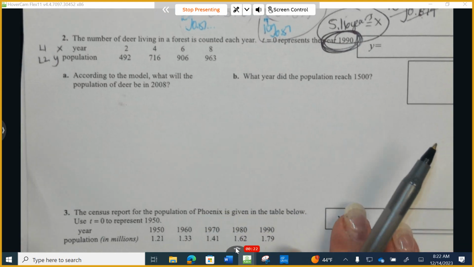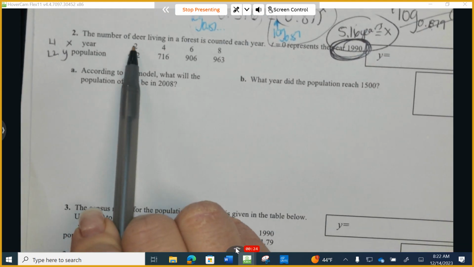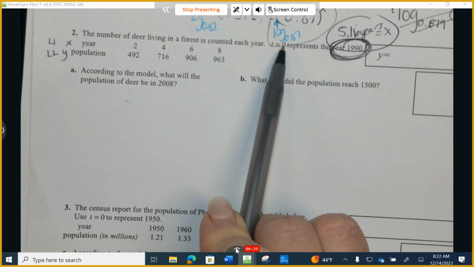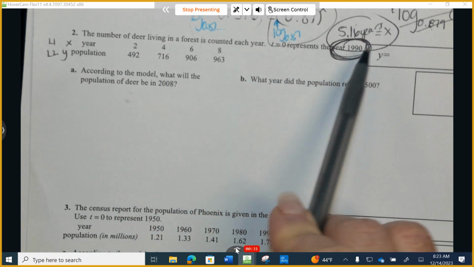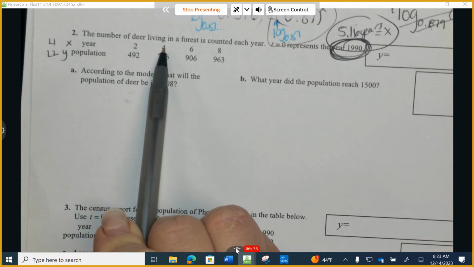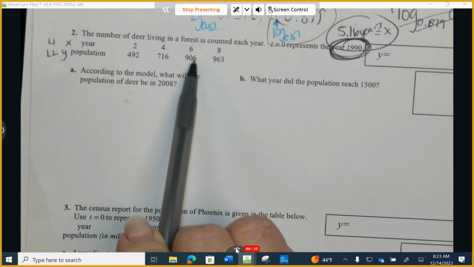Now here's the key point. If we said year 2, you always have to add this value to 1990 because T equals 0 is 1990. So 1990 plus 2 represents 1992, this is the population of deer. 1994, population of deer in the forest, and so on.